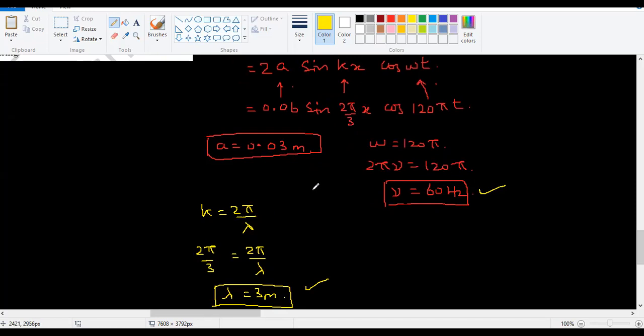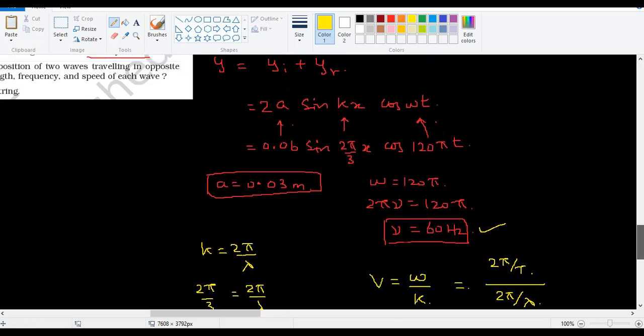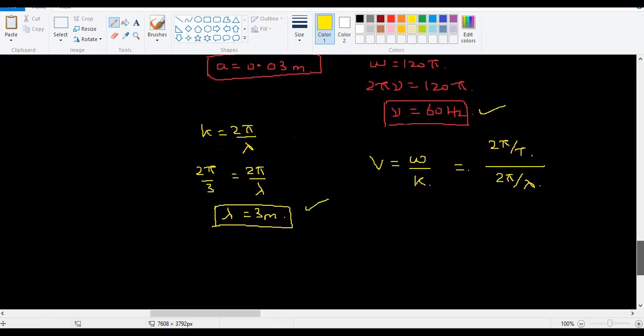How to find the velocity? We studied the formula v is equal to omega by k. Why omega by k? Because we studied omega is equal to 2 pi by T, and k is 2 pi by lambda. So when lambda goes to the top, 2 pi cancels. So lambda by T is nothing but distance by time, and distance by time is nothing but velocity. So because of this reason, 2 pi by T can be written as omega and 2 pi by lambda can be written as k. Since I know the values for omega and k, I can simply substitute.